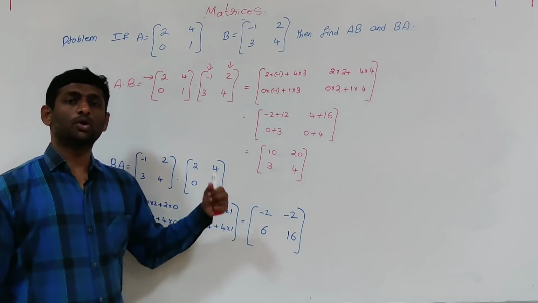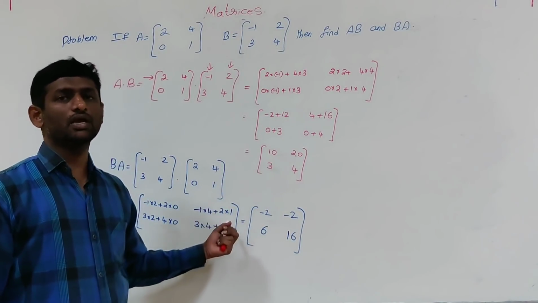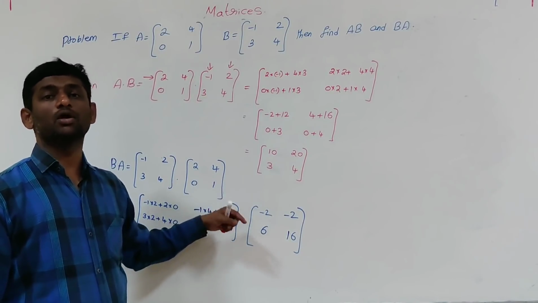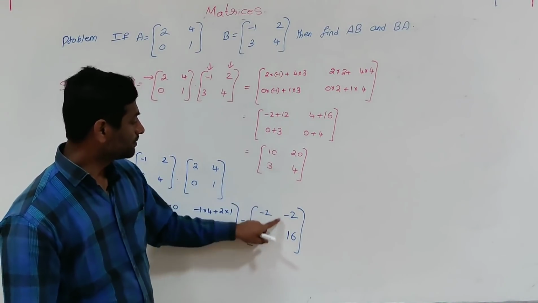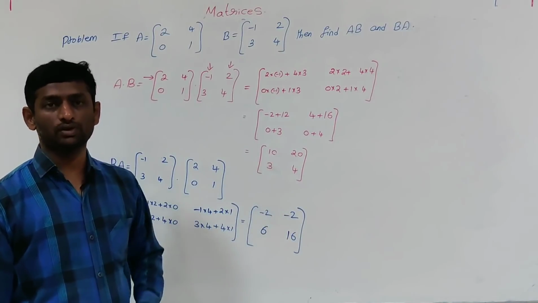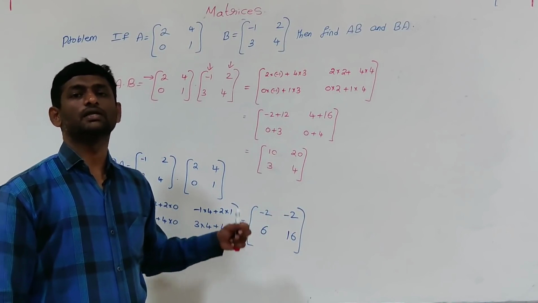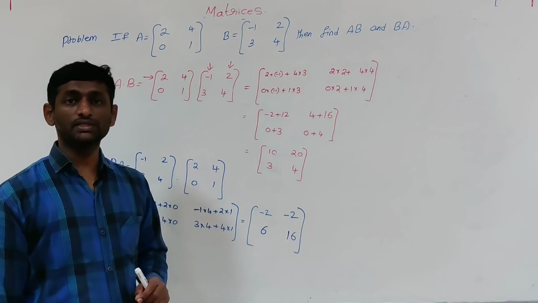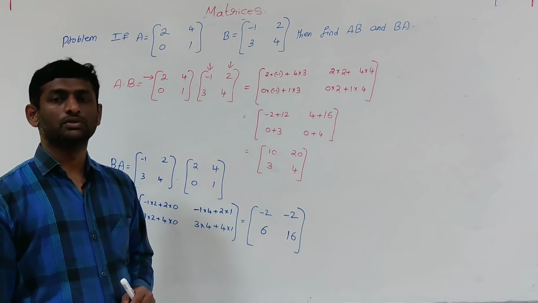Sometimes the products AB and BA both exist, but they may not be equal, because if you compare, these two matrices are not equal. Again, we can say that matrix multiplication is not commutative. Next question.